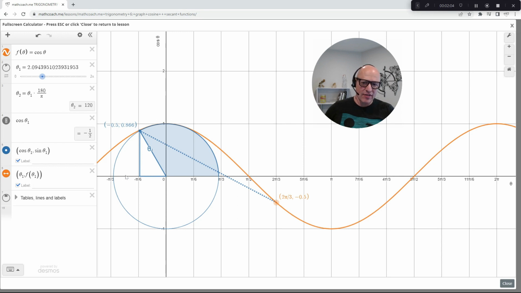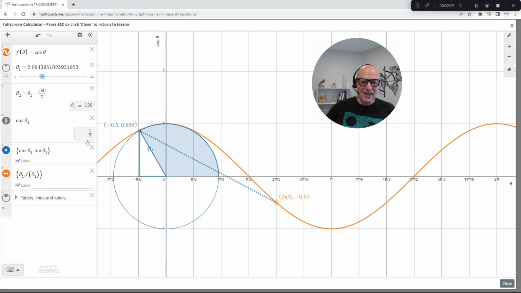It has a base on the x-axis. So 180 degrees is halfway around my circle. I've got 120 degrees for theta, okay? 120, my reference angle is 60 degrees. Well, we know that the cos of 60 degrees is 1/2.